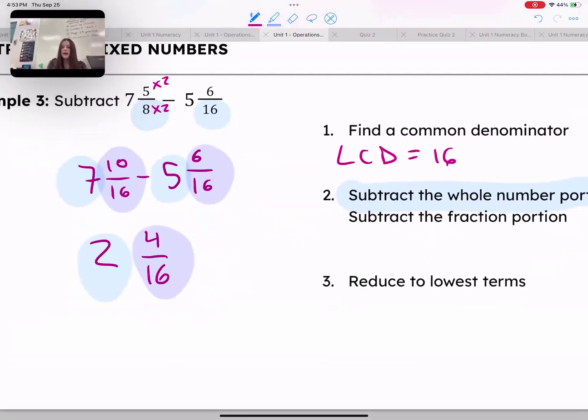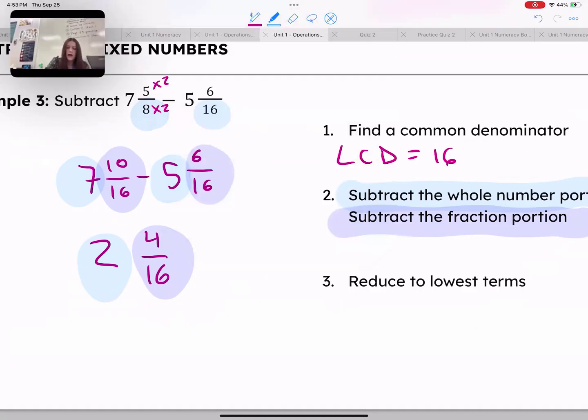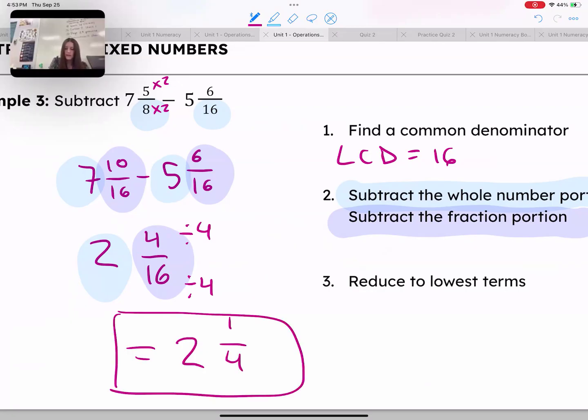And then I have to reduce it to the lowest terms. So I can reduce this. 4 is a factor of 16, so I can reduce both by 4. So I divide by 4 on top, divide by 4 on the bottom, and my new number is 2 and 1 over 4. And this is my final answer.